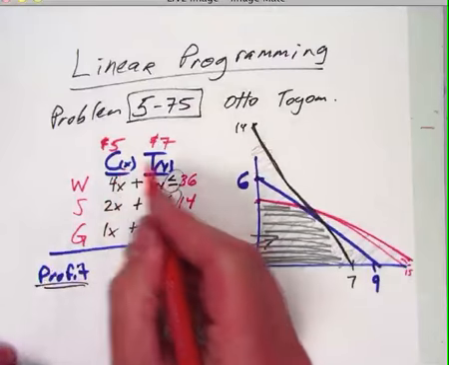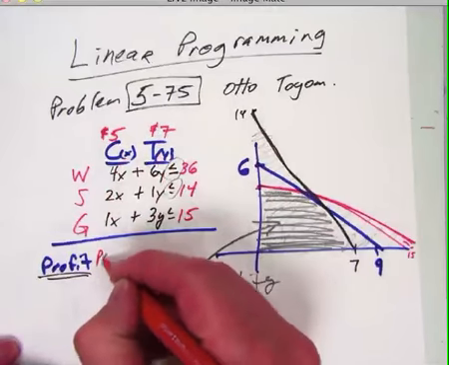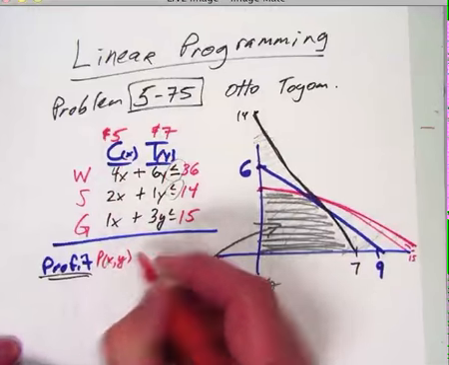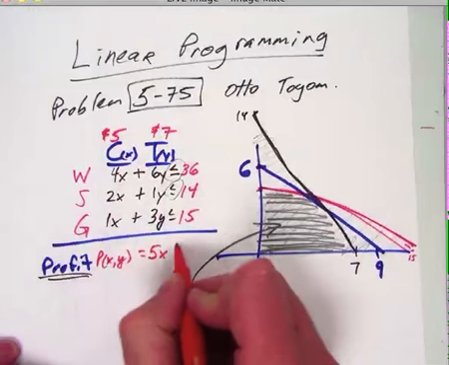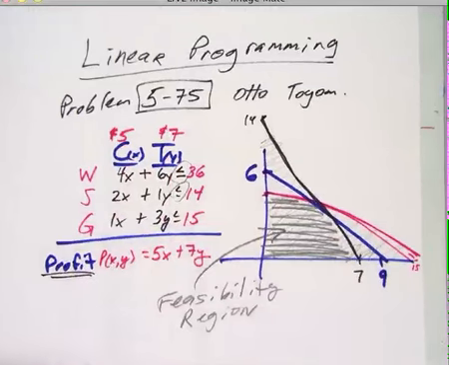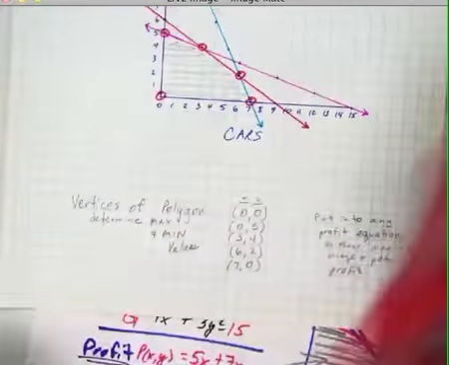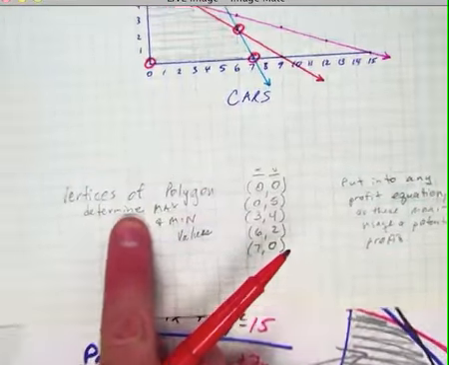If he makes $5 per car and $7 per truck, our profit equation, P of x comma y, meaning we're going to substitute in an x and a y to calculate our profit, would be 5 times the number of cars plus 7 times the number of trucks. The points that we need to test in our profit equation are the corners, or the vertices, to determine the maximum value of the polygon, or for the profit.